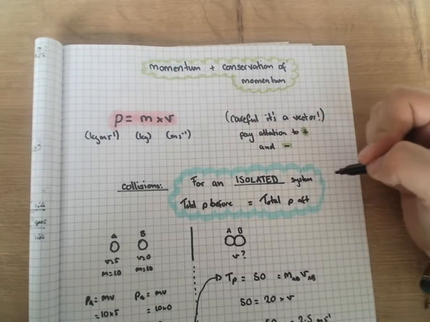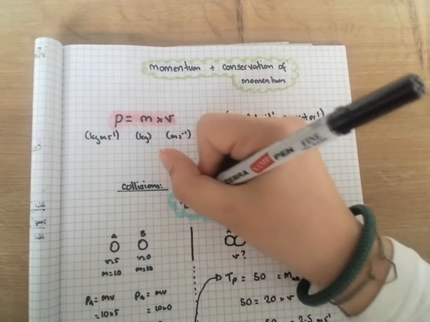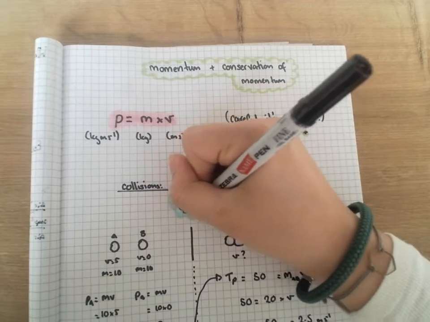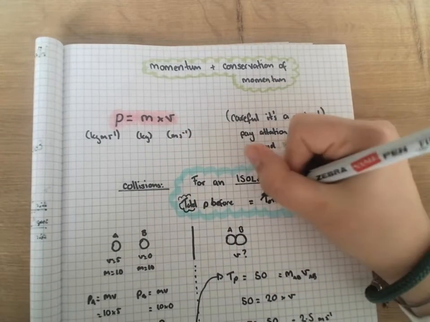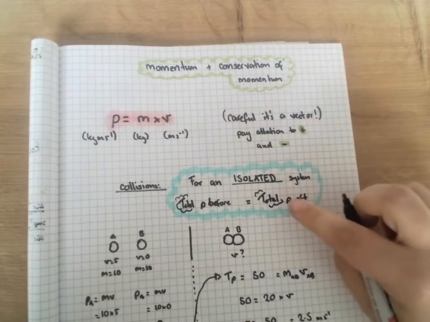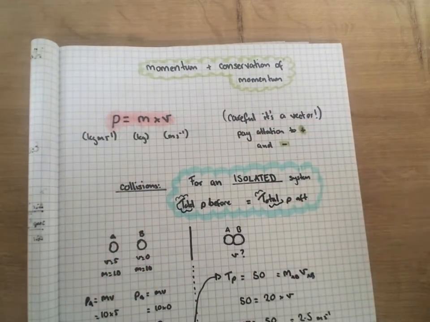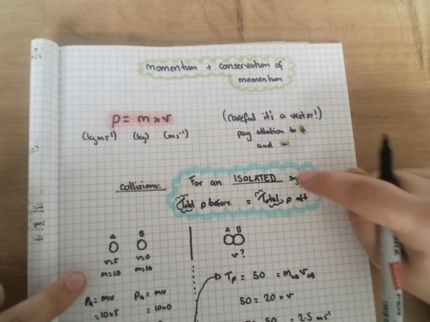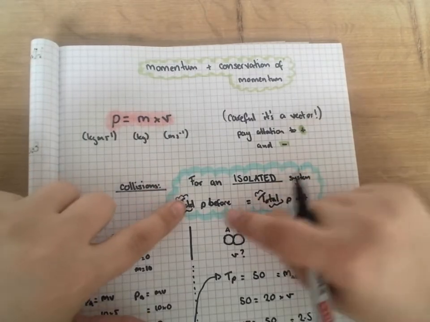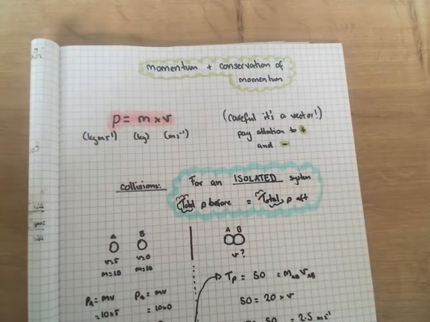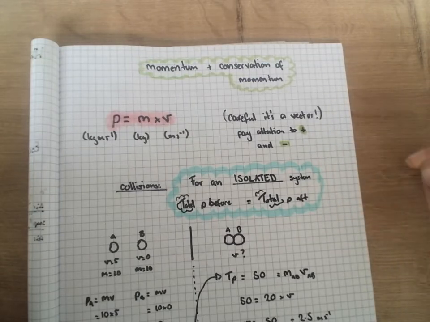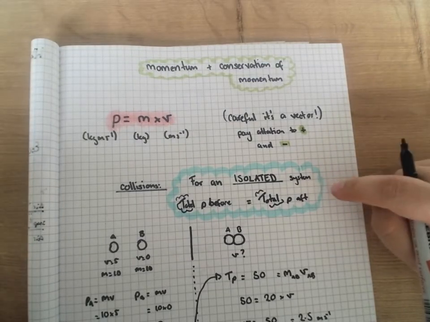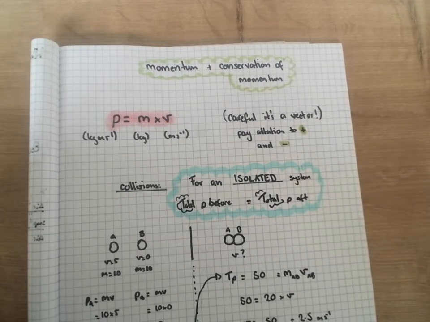So for an isolated system, the total, and people always forget the word total, the total momentum before is equal to the total momentum after the collision or the explosion. So for an isolated system, the total momentum before the collision is equal to the total momentum after the collision. It's a definition that you do need to know. They've been in MCQs. They've also often been 2-markers for written responses in paper 2.